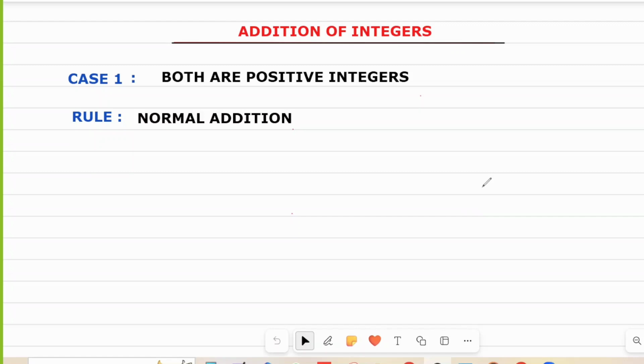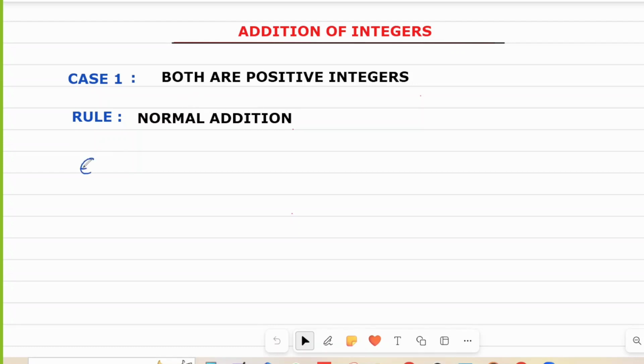Hello everyone, today we are going to learn how do we add integers. This can be learned with the help of three keys. In the first case, we will learn how do we add positive integers. When both the numbers are positive integers, we will just perform normal addition.